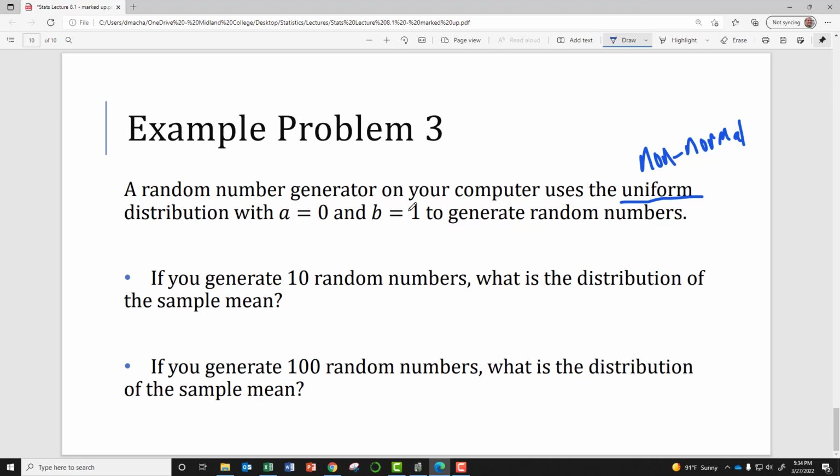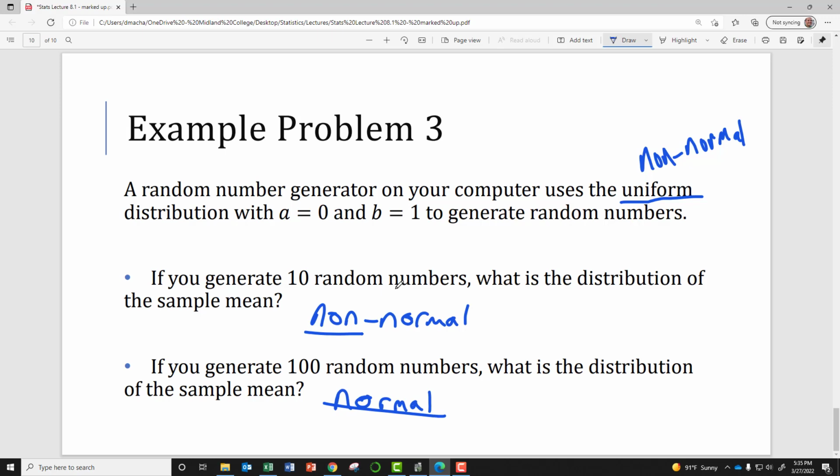With the parameters lower bound 0 and upper bound 1 to generate random numbers. If you generate 10 random numbers, what is the distribution of the sample mean? Well, it's non-normal for sure. If you generate 100 random numbers, what is the distribution of the sample mean? Of course, it's going to be normal because your sample size is larger than 30. Okay, so what about the mean and the standard deviation, right? Well, it doesn't mean very much to talk about it in this first case where we say it's non-normal.